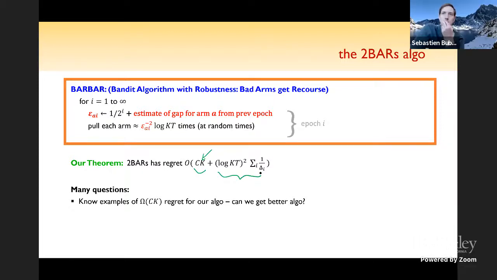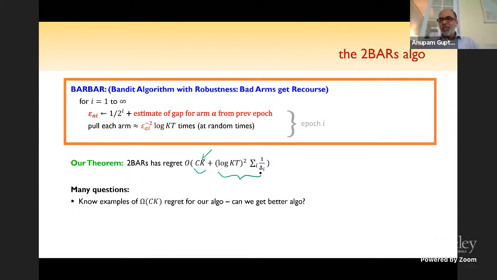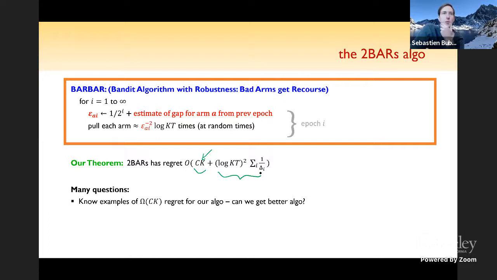You'd never really eliminate an arm, because just the corruption can cause you to eliminate arms that you really don't want to eliminate. So you kind of downgrade arms and upgrade arms. I see. Is a CK added term optimal? I mean, do you need it? So you need a C. I don't believe you need the K, but I don't know how to get rid of it.